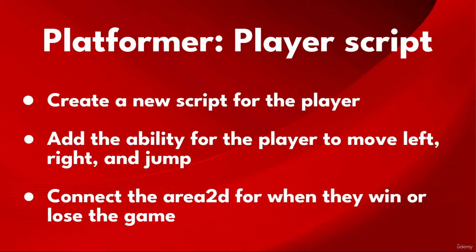Alright, in this section, we're going to create the player's script. We're going to start off creating a new script and attaching it to the player. We're then going to add the ability for the player to move left, right, and jump. We're also going to connect the Area2D for when they win or lose the game. Now let's go ahead and jump right in.